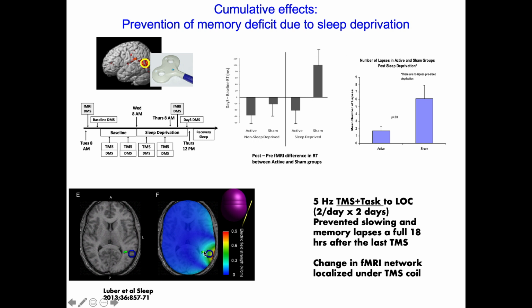There was a more activated area right under the coil that was associated with people's ability to overcome the sleep deprivation effect in this task. So we were able to show pretty much complete remediation in this task of the effects of sleep deprivation, just by the cumulative effect of using TMS. And so, again, a nice offline strategy, in this case to try to create a therapeutic effect.